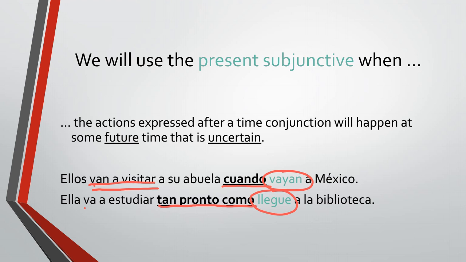Ella va a estudiar. So she is going to study. Again, you can see the future tense is being used here. She is going to study as soon as she arrives at the library. So she hasn't arrived at the library yet. We don't know when she'll arrive at the library. We do know that as soon as she does, she'll study. But what if she doesn't? So we're using the subjunctive tense here for the verb llegar, and we're saying llegue because this is an uncertain future action that is yet to happen.